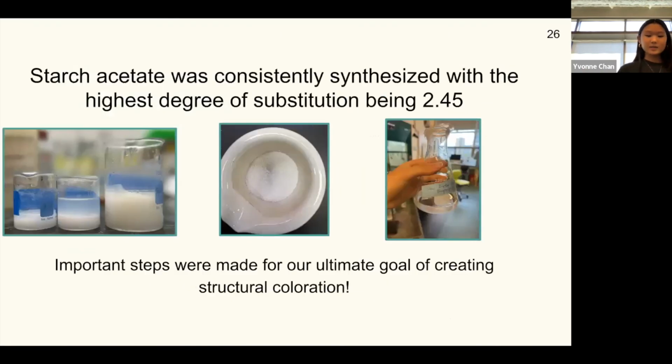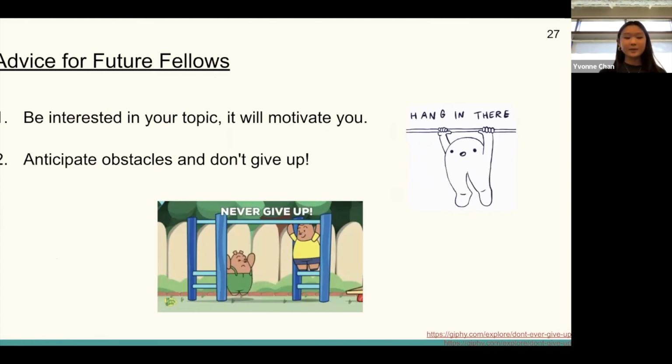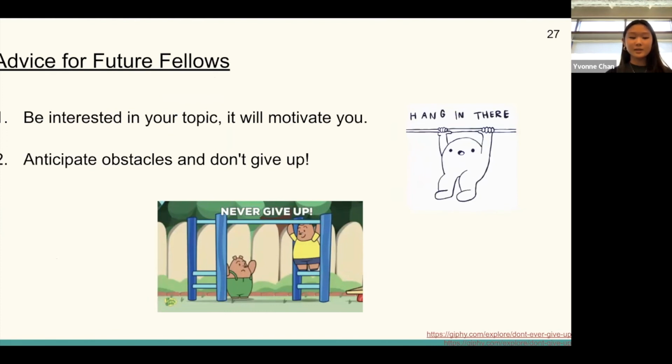So in conclusion, the main results from this research were successfully synthesizing starch acetate and also synthesizing starch acetate with a high degree of substitution of 2.45. And this is an important and necessary step for future research. Some advice I have for future Kay Fellows is to be interested in your topic, as it will motivate you throughout the at times grueling process. And you should also anticipate obstacles and not give up when you meet them.